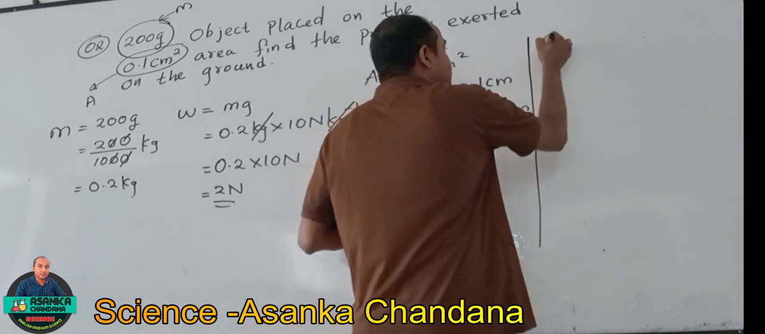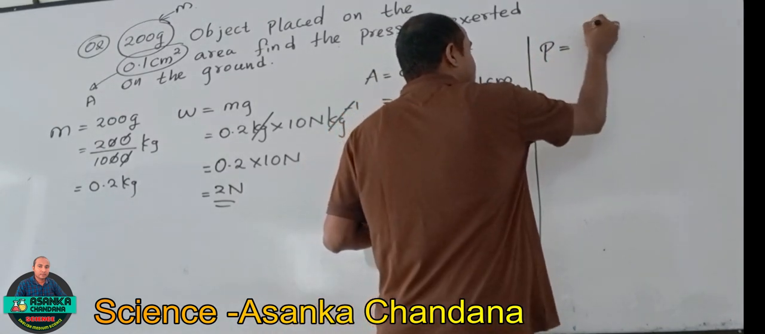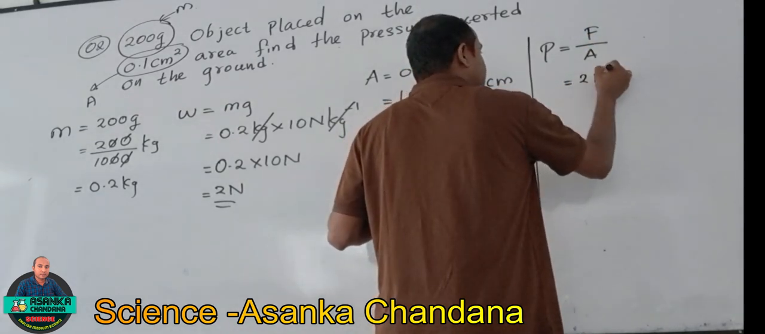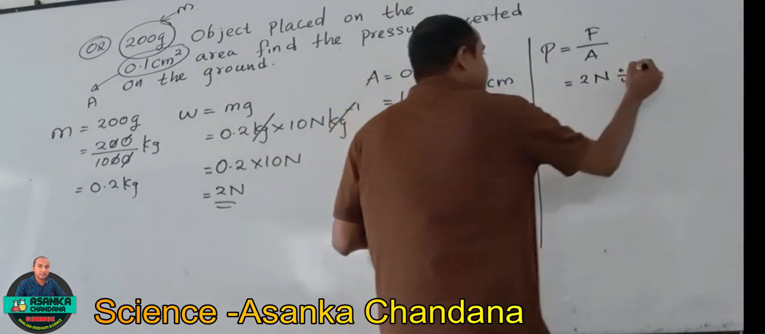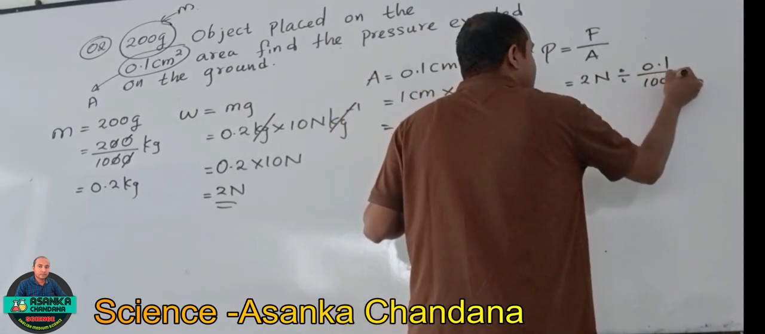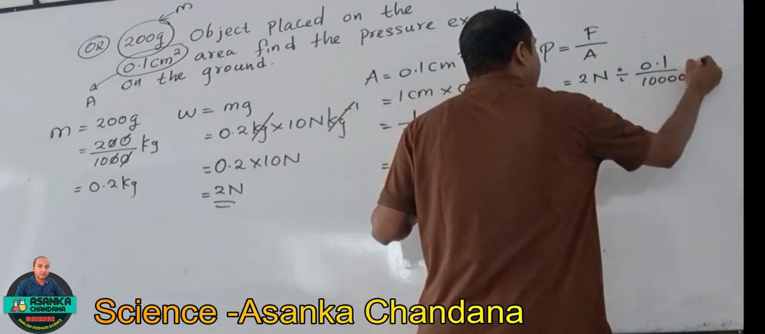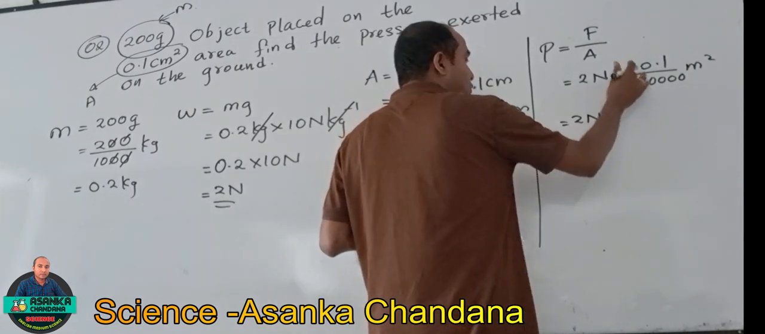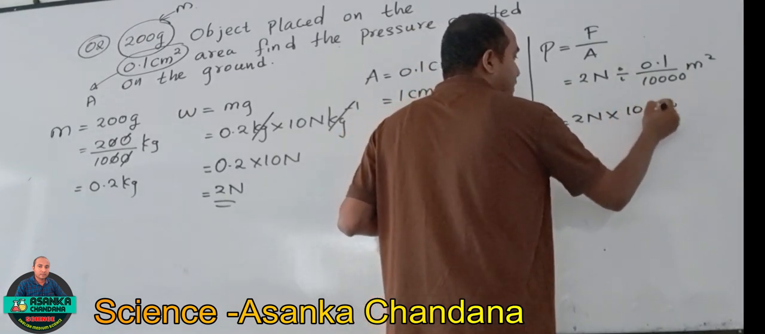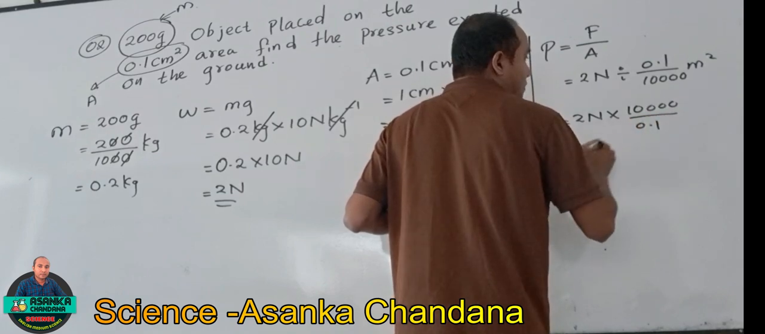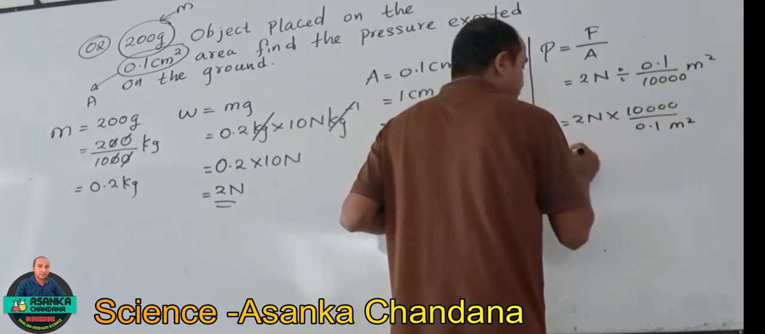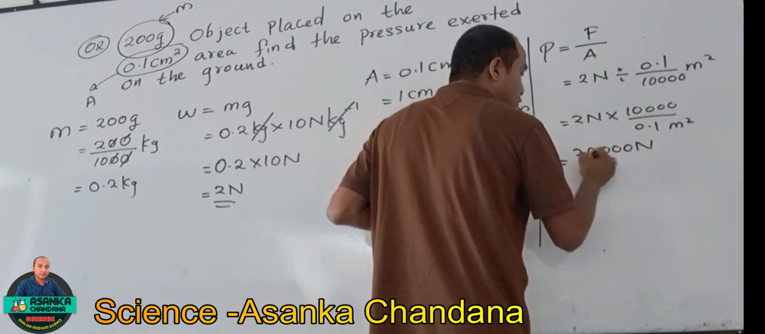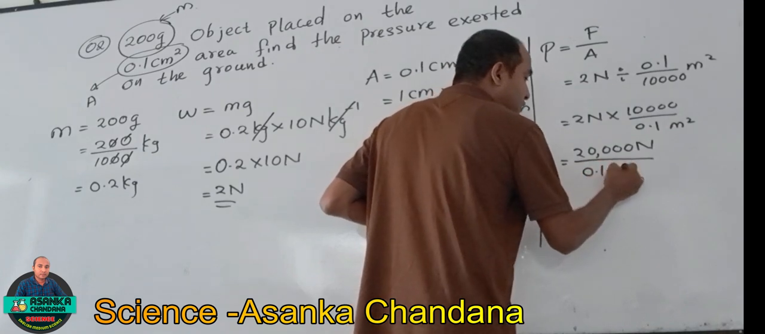What is the equation that can be used to find the pressure? Pressure is equal to force divided by area. Force is 2 Newton. I will put a division sign. Area is 0.1 divided by 10,000 square meter. Then I will put a multiplication sign. After that we should write the reciprocal: 10,000 divided by 0.1 square meter. After that 2 times 10,000 is 20,000 Newton divided by 0.1 square meter.